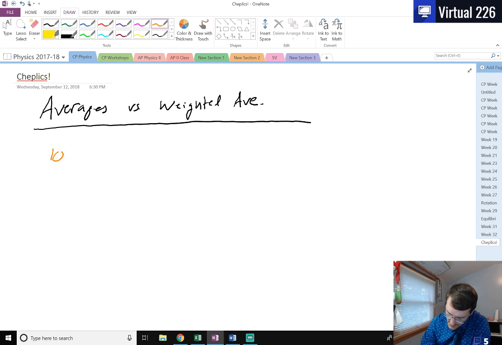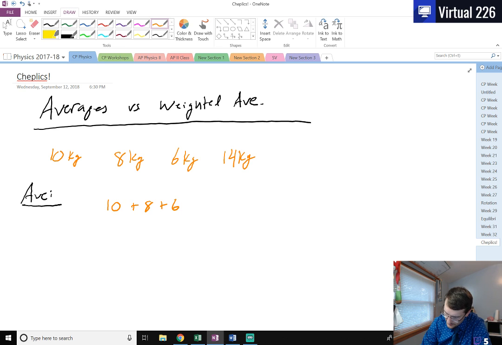This pumpkin is 10 kilograms. That's about 22 pounds, by the way, 2.2 pounds-ish per kilogram. You've got another pumpkin here that's like 8 kilograms. You just got big pumpkins. You've got one here that's 6 kilograms, and then one that's like 14 kilograms, right? And to find a traditional average, you simply add up each of these quantities. So 10 plus 8 plus 6 plus 14.